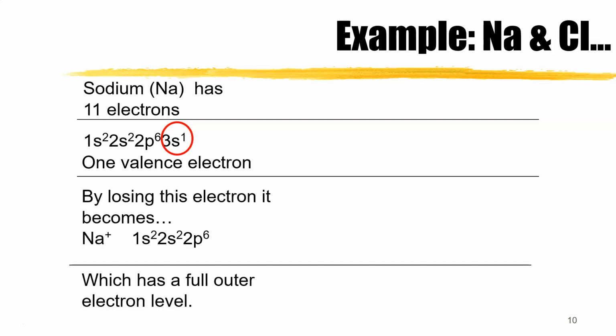So when it does that, you end up looking down here, your new outside energy level is level 2 now. You got rid of this one, so now you're down to level 2, and it has 8 valence electrons, which is full. So by getting rid of this electron, it dropped down to a full shell, and now sodium feels much more stabilized.